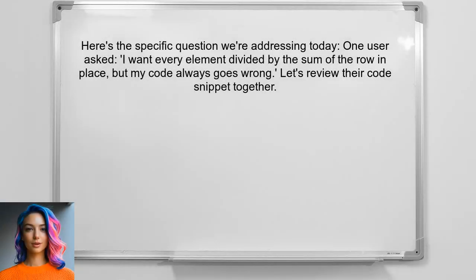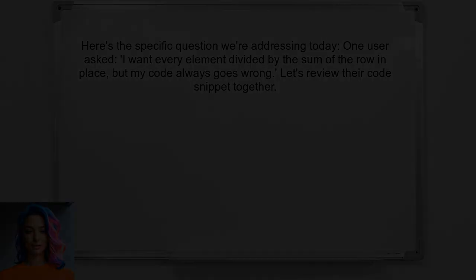Here's the specific question we're addressing today. One user asked, "I want every element divided by the sum of the row in place, but my code always goes wrong." They provided a snippet of their code, which we'll review together.